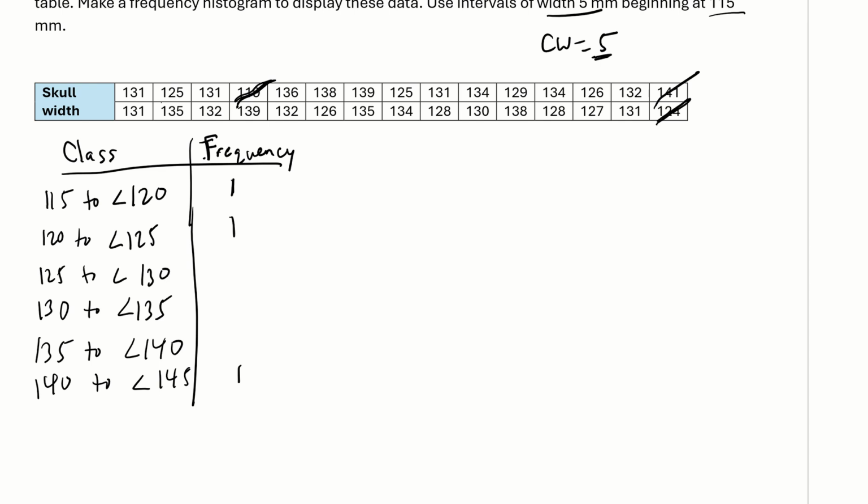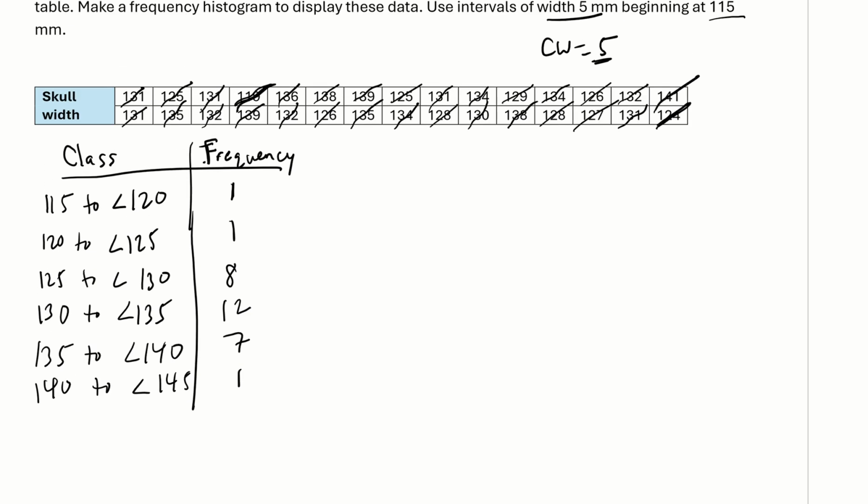125 to 129. That's 1, 2, 3, 4, 5, 6, 7, 8. All right, next one's 130 to 134. That one should also have a lot. 130 to 134. 1, 2, 3, 4, 5, 6, 7, 8, 9, 10, 11, 12. That's 12. All right, and then the last one's 135 to 139. So that's 1, 2, 3, 4, 5, 6, 7.